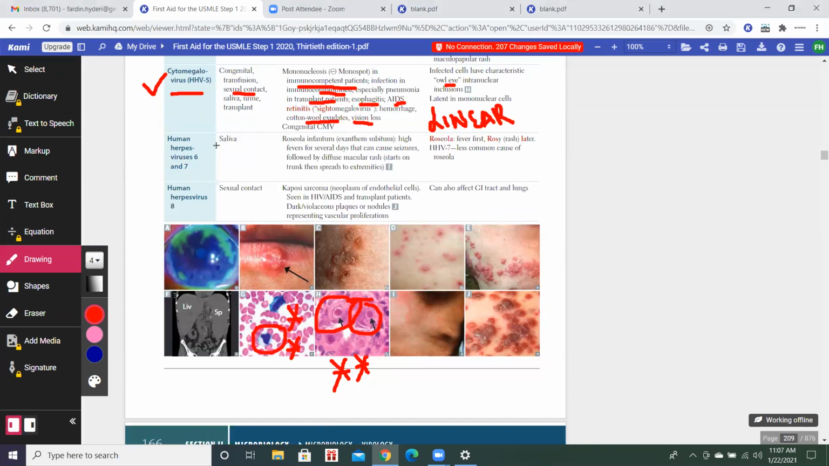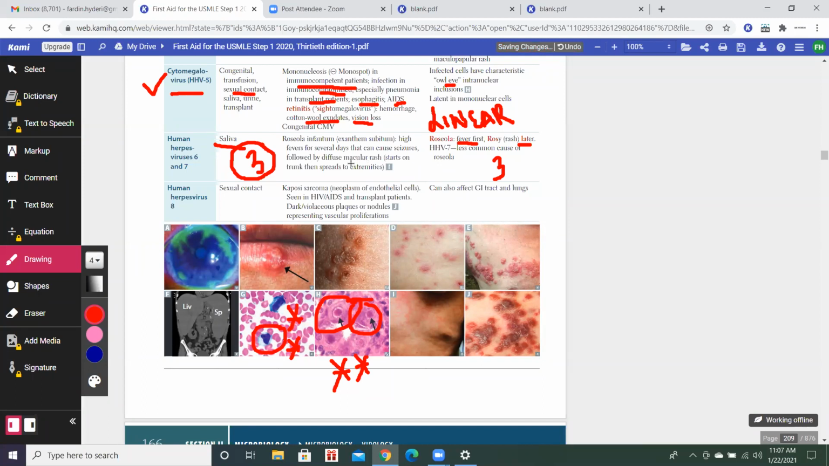HHV-6 and HHV-7, okay? This is one of the most common causes of roseola infantum. Roseola infantum is basically fever first and rash later, meaning that first of all, the child will have fever for several days, but specifically it's 3 days. For USMLE Step 1, UWorld uses 3 days. Please write down 3 days over here. Exactly after 3 days of fever, the child will have severe macular rash, which will start on the trunk and then spread to the extremities.